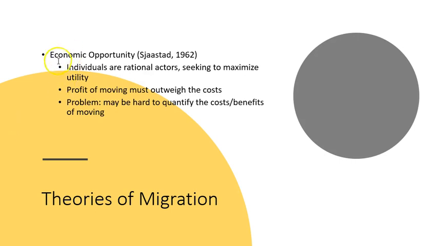This one, economic opportunity theory, treats individuals as rational actors seeking to maximize their own utility. So a little more individualistic than perhaps Ravenstein had in mind, which is he's looking more on a macro level scale. But individuals have to calculate the profit of moving versus the costs, because it will always cost something to relocate. Social costs, economic costs, etc.